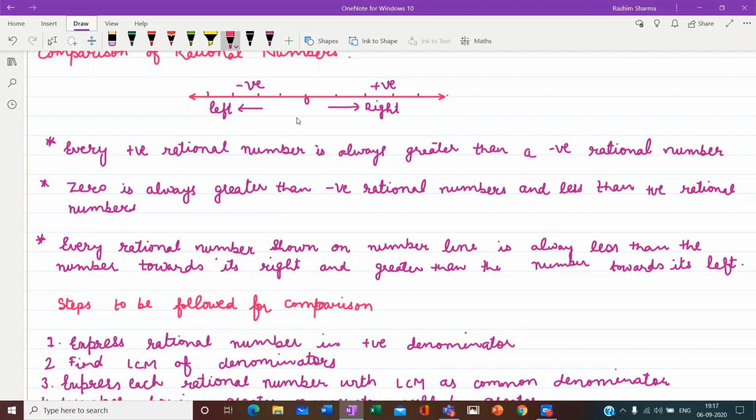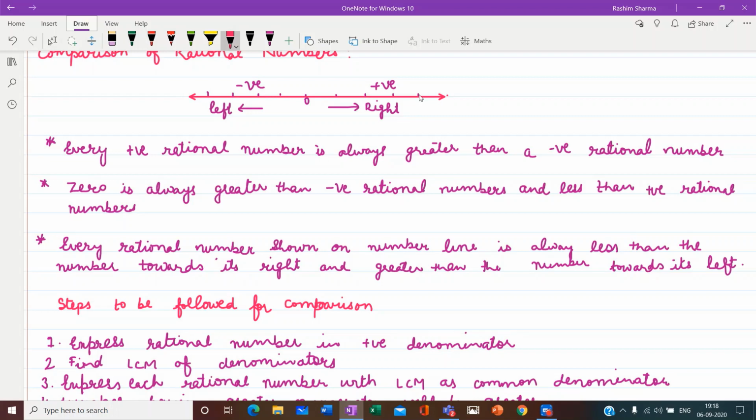Then next, 0 is always greater than negative rational numbers and less than positive rational numbers. So 0 is in the center. Towards the left we have all negative numbers, so 0 is greater than these negative numbers. But after 0 we have positive numbers, so positive rational numbers are greater than 0. Next point: every rational number shown on the number line is always less than the number towards its right and greater than the number towards its left. So any number when we mark on the number line is always greater than the number towards its left and less than the number towards its right.